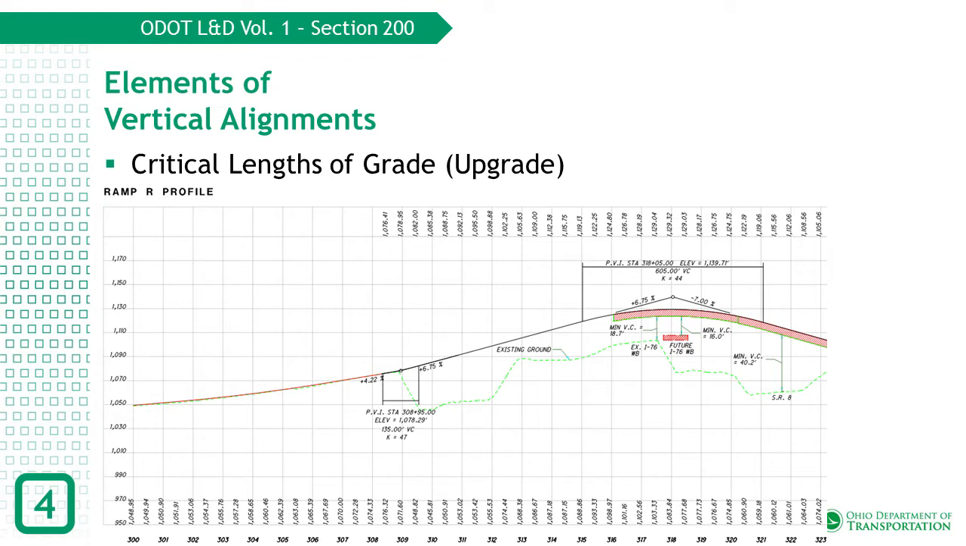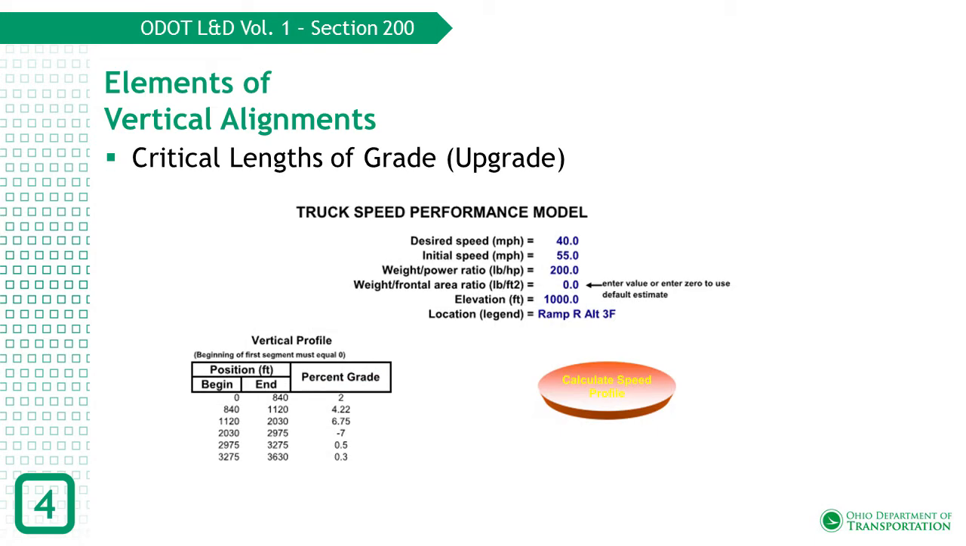The question was what is happening to the speed of trucks on this grade, understanding that because this is a single-lane system ramp, there is no chance to provide a truck climbing lane. Roadway engineering has a truck speed performance model spreadsheet that can be used to simulate what the truck speeds might closely represent on specific vertical profiles.